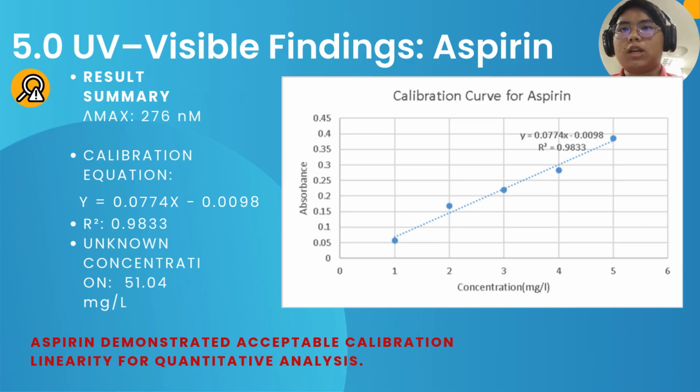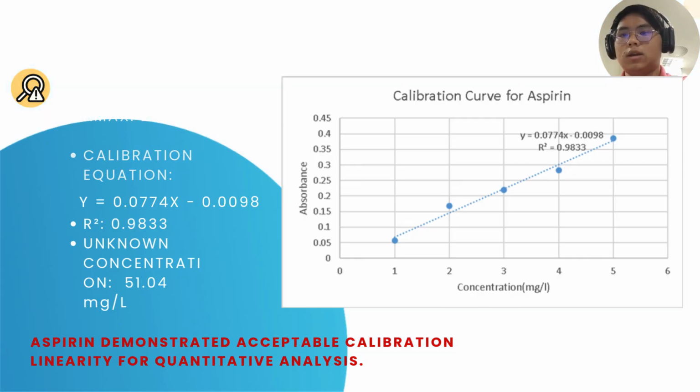For aspirin, the maximum absorption wavelength was observed at 276 nanometers with an R-square value of 0.9833. The unknown concentration was determined at 51.04 mg per liter. Although slightly lower than paracetamol, the R-square value still demonstrates acceptable calibration performance and supports successful quantitative analysis.